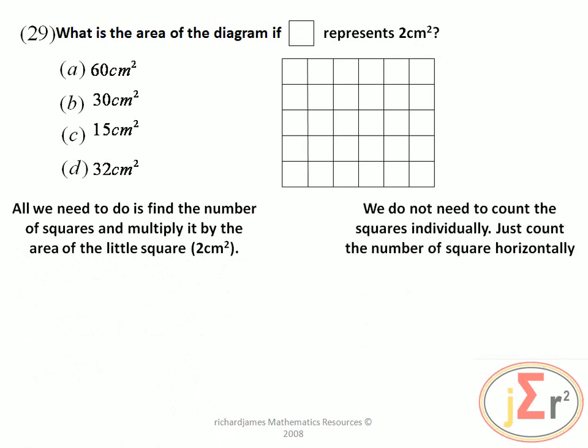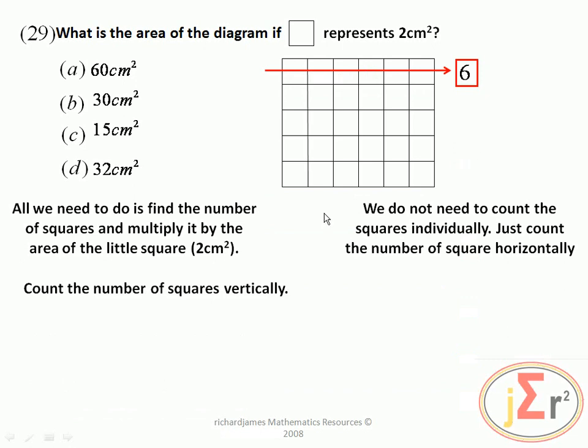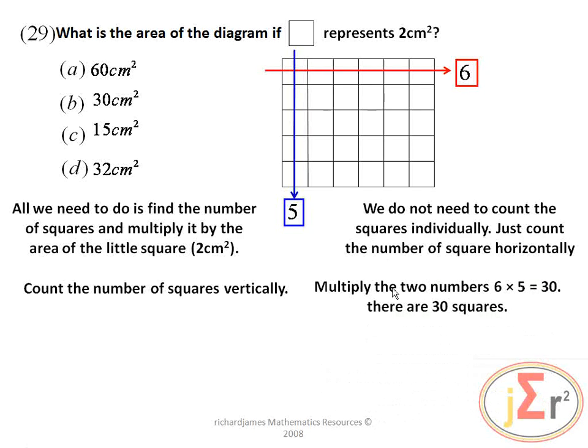We do not need to count the squares individually. Just count the number of squares horizontally. And horizontally, we have 6 squares. 1, 2, 3, 4, 5, 6. Count the number of squares vertically. The number of squares vertically is equal to 5. So, multiply the two numbers. 6 multiplied by 5 is equal to 30. There are 30 squares.